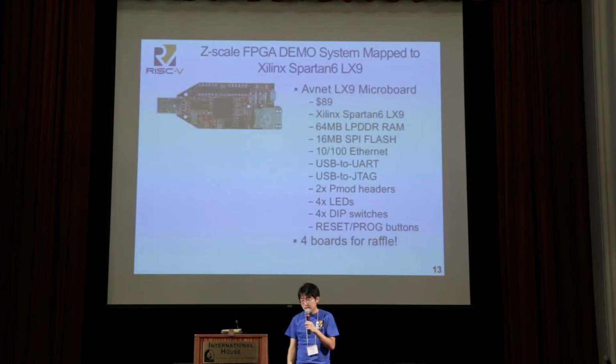So I mapped this to a Xilinx Spartan LX9 board, which is an Avnet board, which you can buy at $89. It has a lot of things. Xilinx initially built this board, I think, to show off the MicroBlaze. So it has the SRAM, the flash, the Ethernet, UART, JTAG, PMOD headers, LEDs, and it is pretty good.